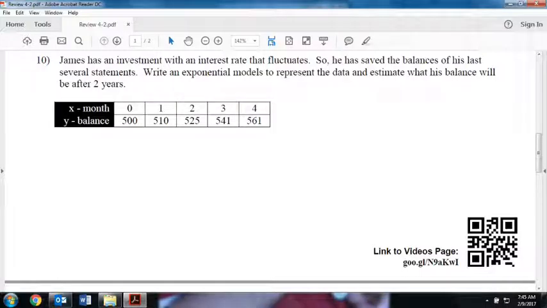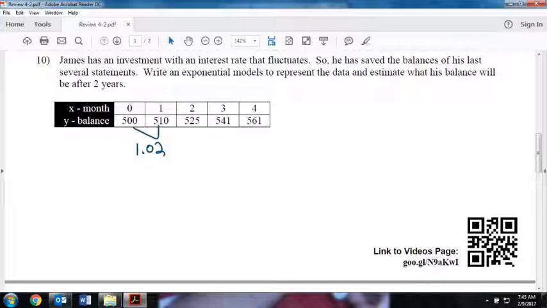So we'll just start. It says write an exponential model, so that means divide. No matter what's going on, we're going to divide. So divide number 1 by number 2. So 510 divided by 500. 510 divided by 500 is 1.02.